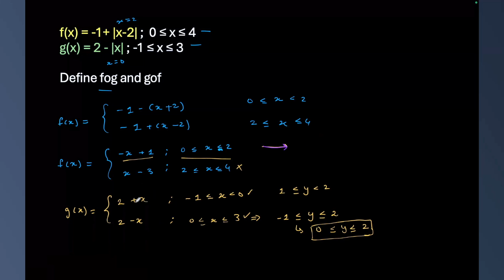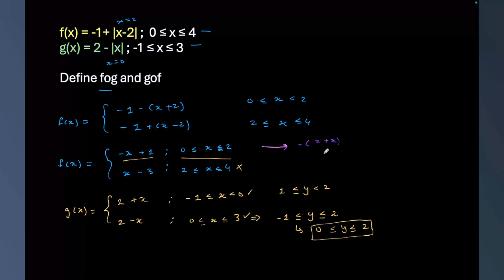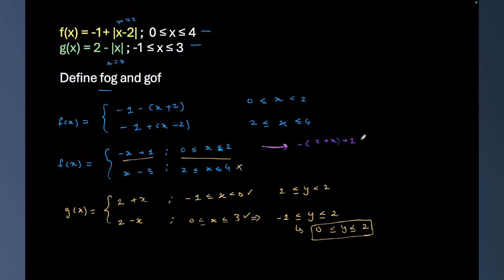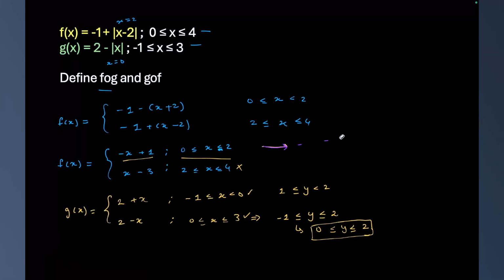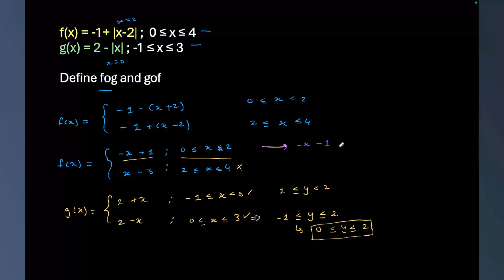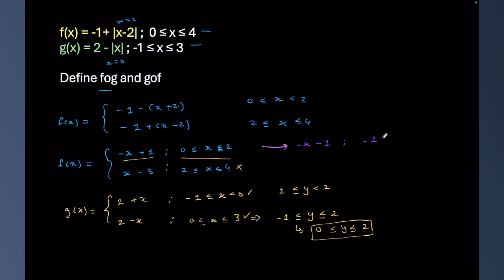So if I take the first part, what do I have? I'll just write it again. Okay, so I'll have minus of 2 plus x like this, and then plus 1, which is basically -2 minus x. So -2 plus 1 is -1. So -x minus 1. Okay, and the domain would be from -1 to 0.